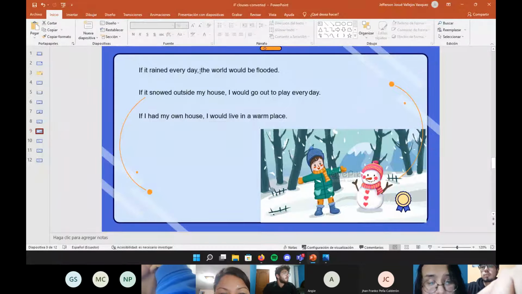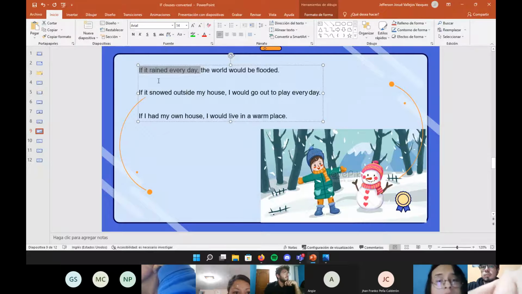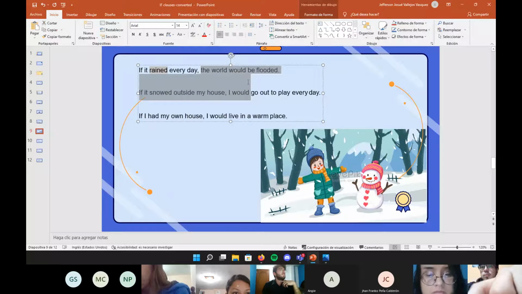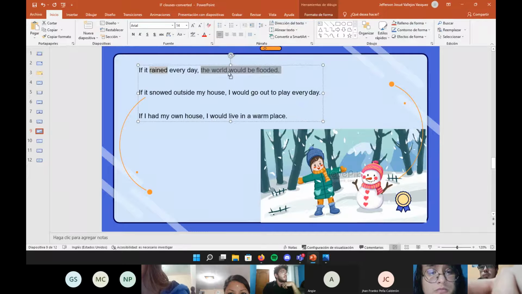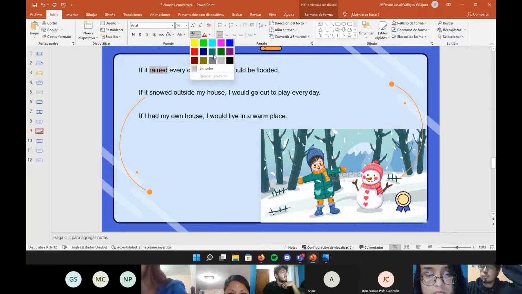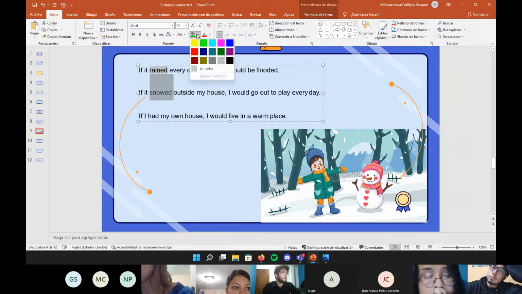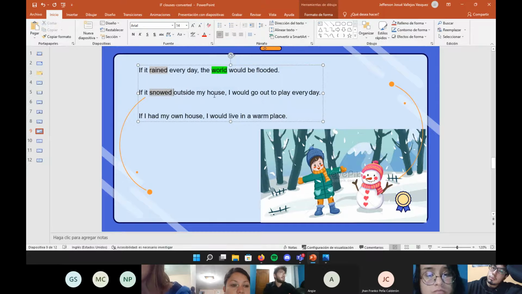As you can see, in this part, if it rained, simple past, every day, the world would be flooded. As you can see, we have the second element here to recognize. This is the second conditional. If it snowed outside my house, in this case, we have here the simple past, I would go out to play every day.